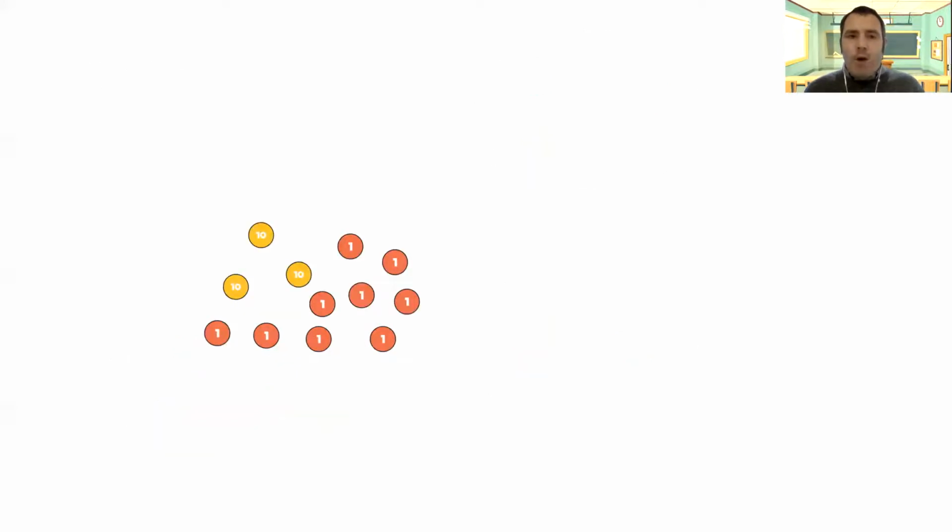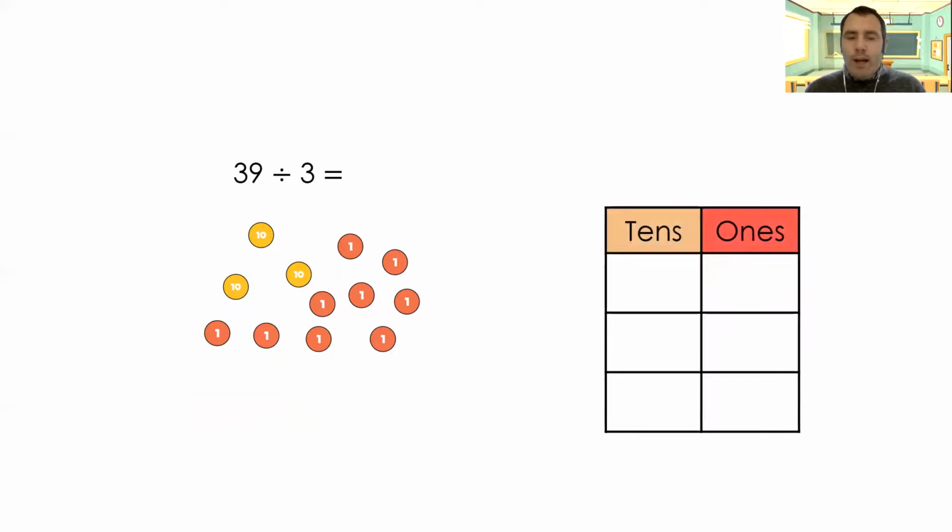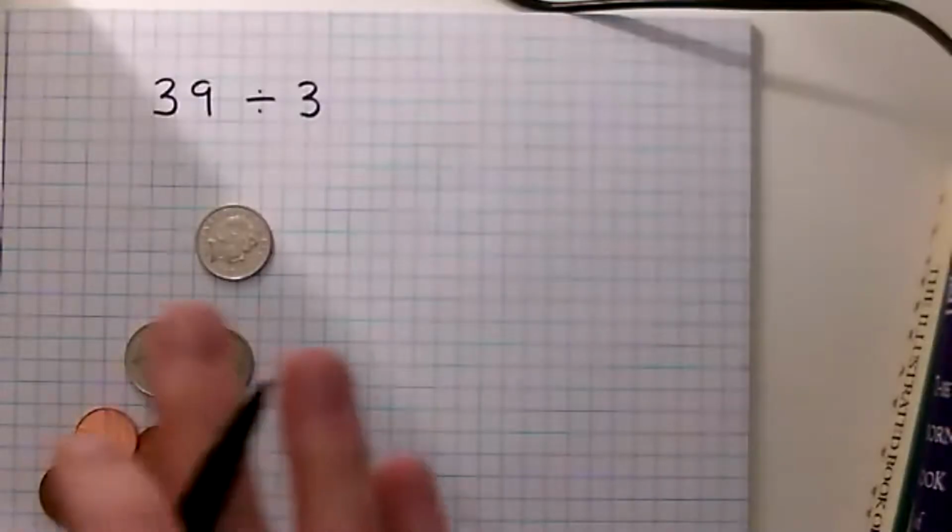So I've got my 39 in my counters. There's my calculation. I'm going to use the grid again. I'm going to show you a different way of doing this. I'm going to show you how you can do it using some coins that you might have at home to help you with this. I'm just going to switch cameras. I'll be straight back. Okay, I'm back.